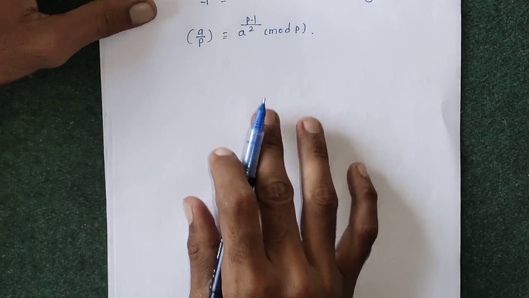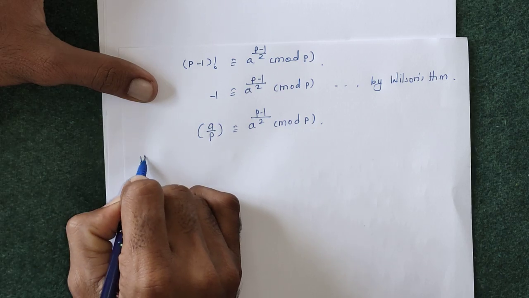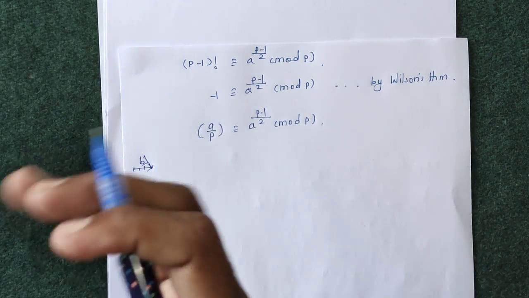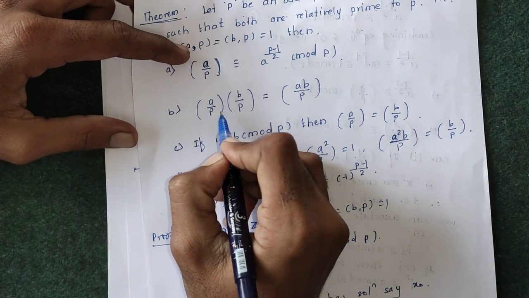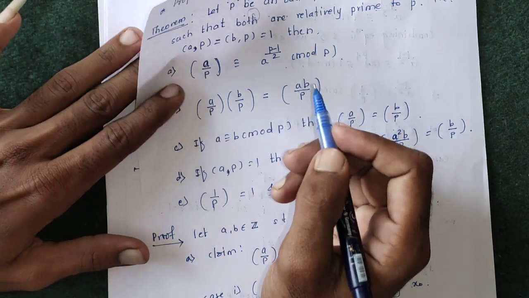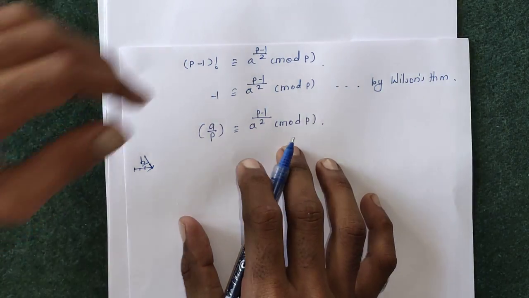Now, the second claim is: Legendre symbol of a and p into Legendre symbol of b and p is equal to Legendre symbol of ab with p.